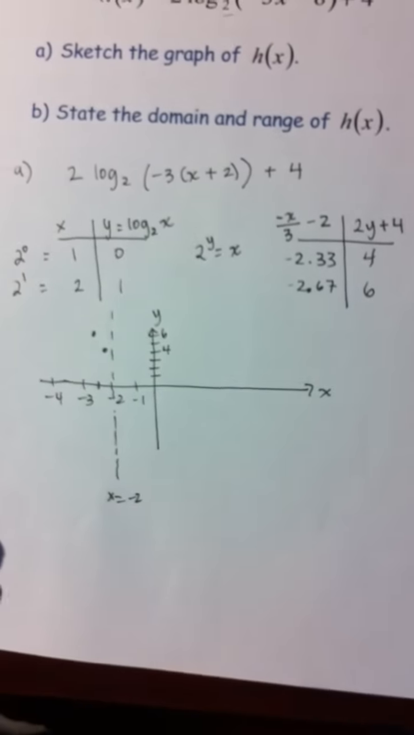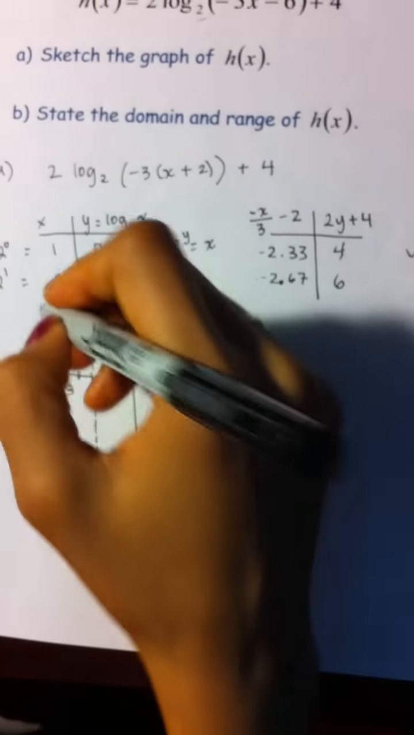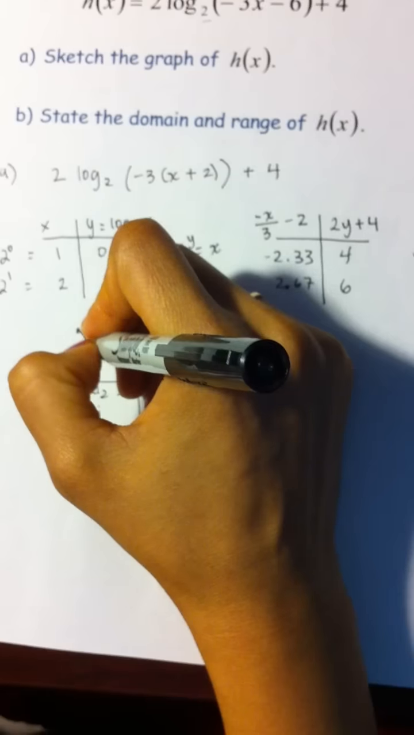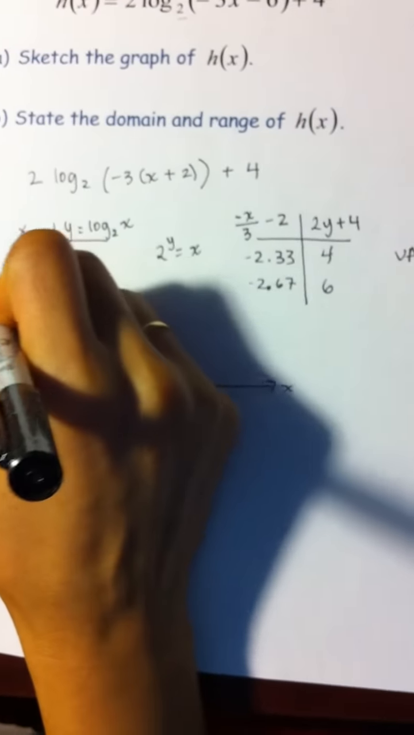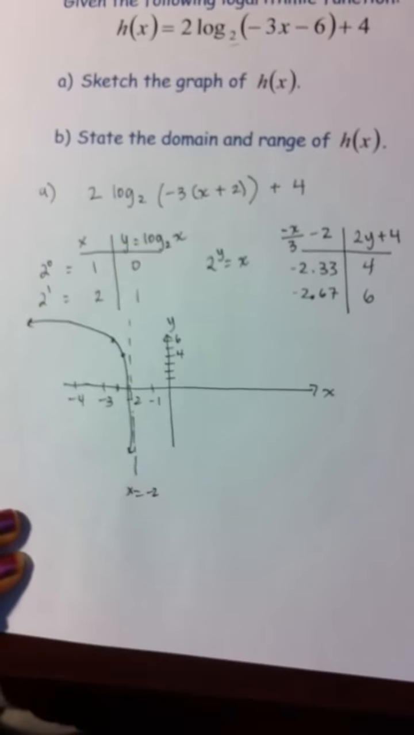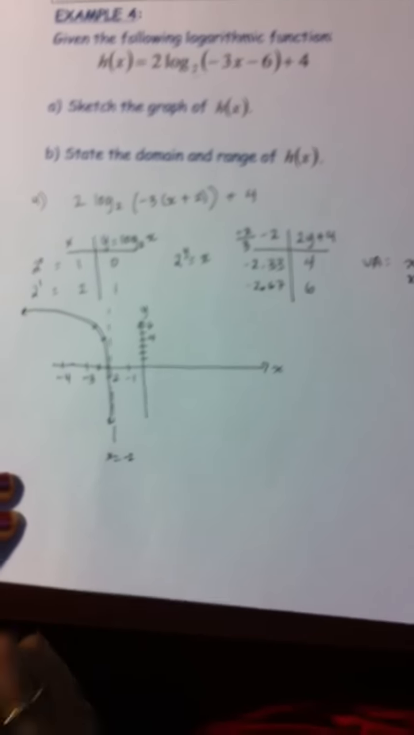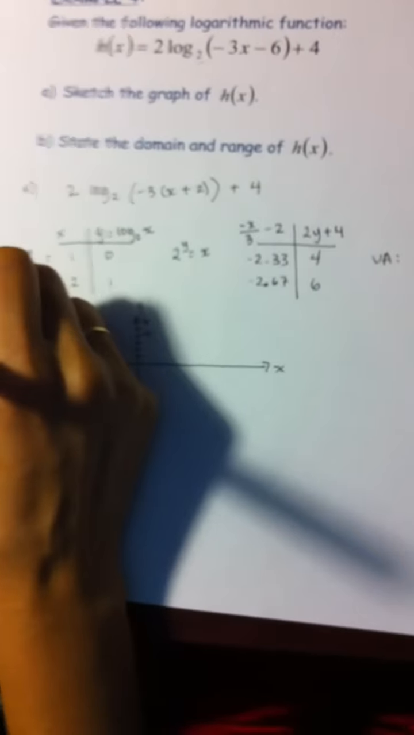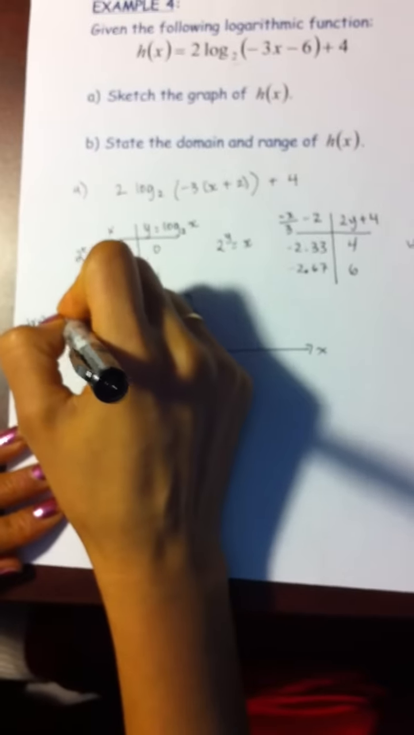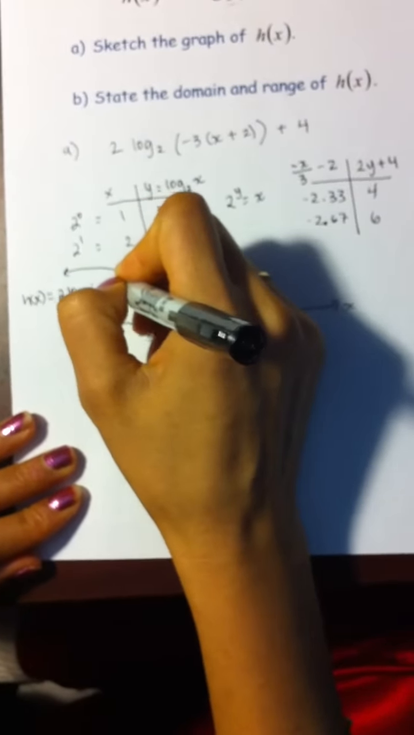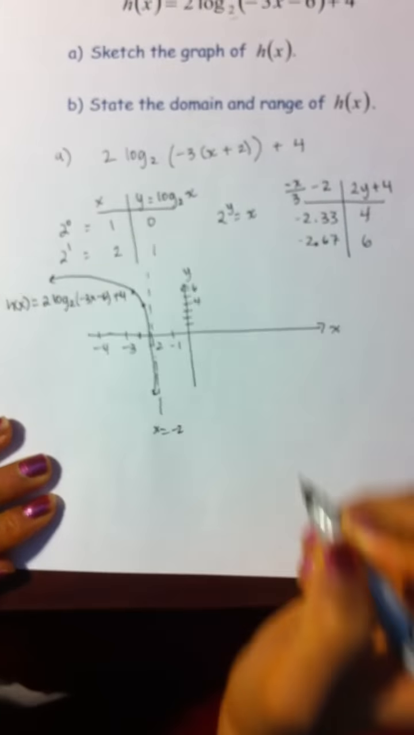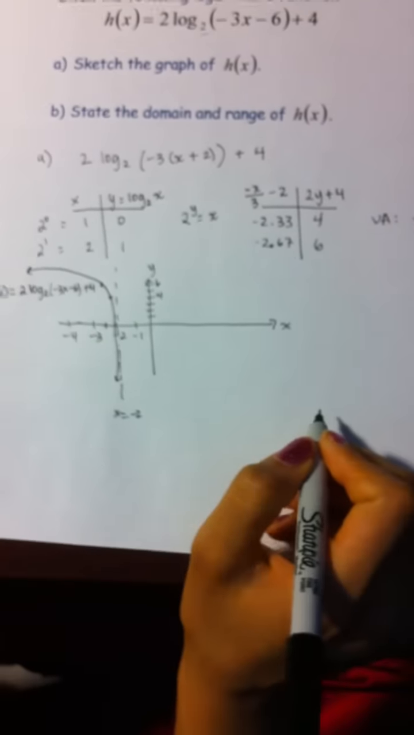Right there. And once you have the two key points, you can actually see how the graph is going to look. So this is going to be approaching the negative 2 values, and that is going to be extended outwards. That's my function h of x. I'm just going to go ahead and label it. So h of x equals 2 log 2 of negative 3x minus 6, plus 4. Great, so that's my function.